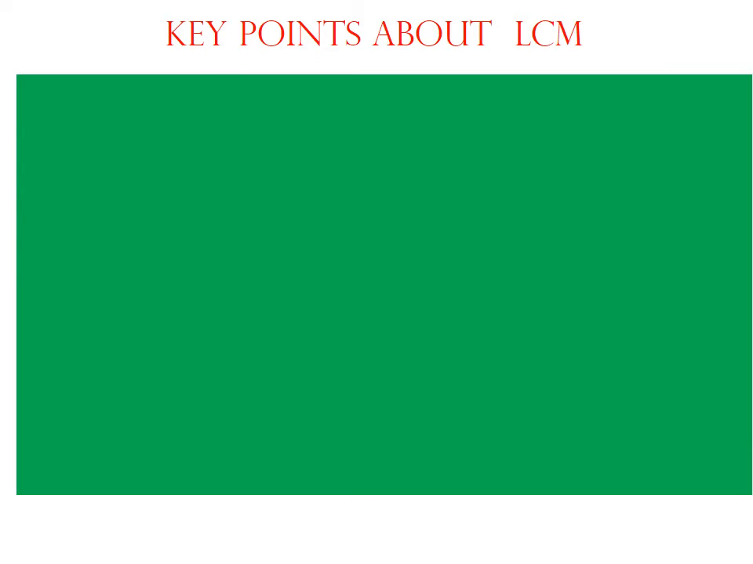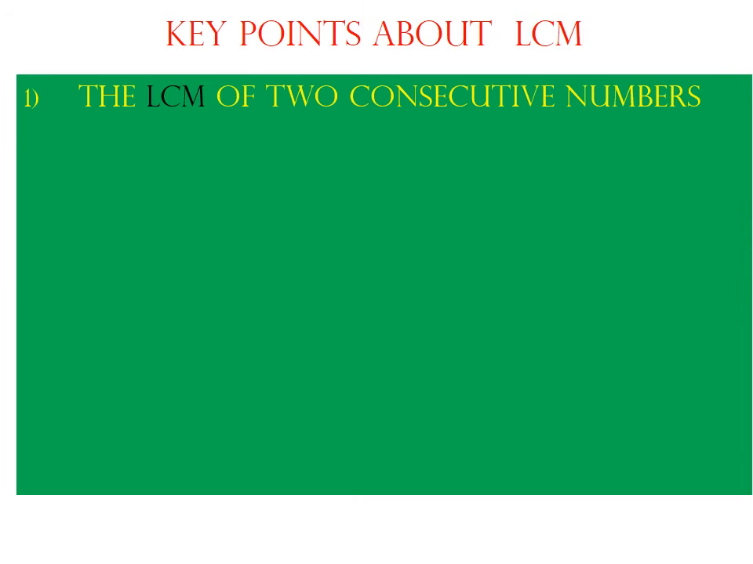Now, let us discuss some key points about LCM. You have to observe these key points by doing some examples. First, the LCM of two consecutive numbers is their product. What are consecutive numbers? Consecutive numbers are continuous numbers. That means 2 and 3 are consecutive numbers, 3 and 4 are consecutive numbers, 12 and 13 are consecutive numbers, 50 and 51 are consecutive numbers, 99 and 100 are consecutive numbers.